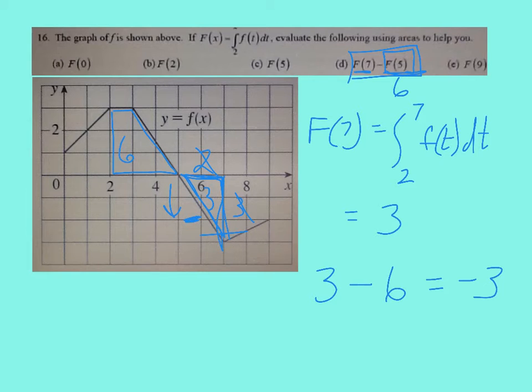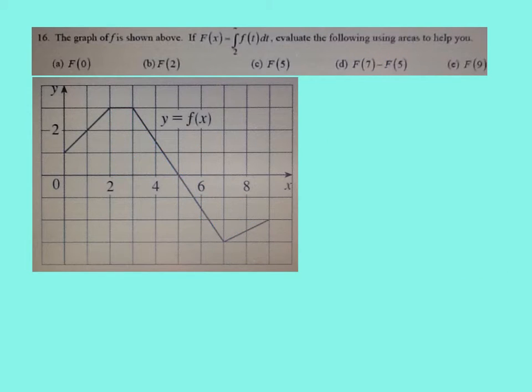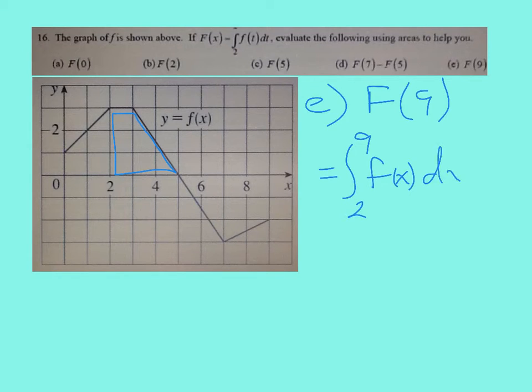All right, let's keep going here. I'm going to eliminate a few things. All right, part E. Now for part E, we want F of 9. F of 9, so this is a big one here. We're going F of 9, so we need from 2 to 9. So we want the integral from 2 to 9 of f of x dx.